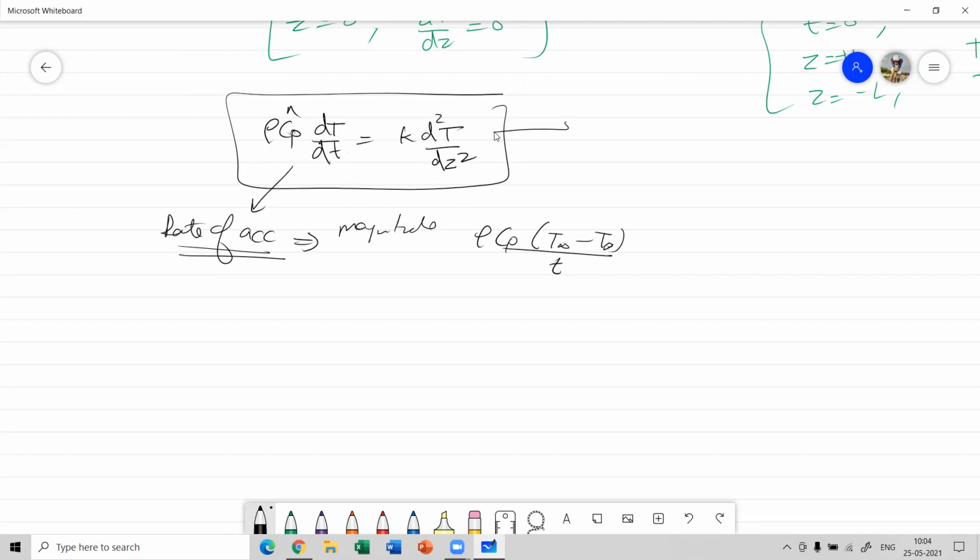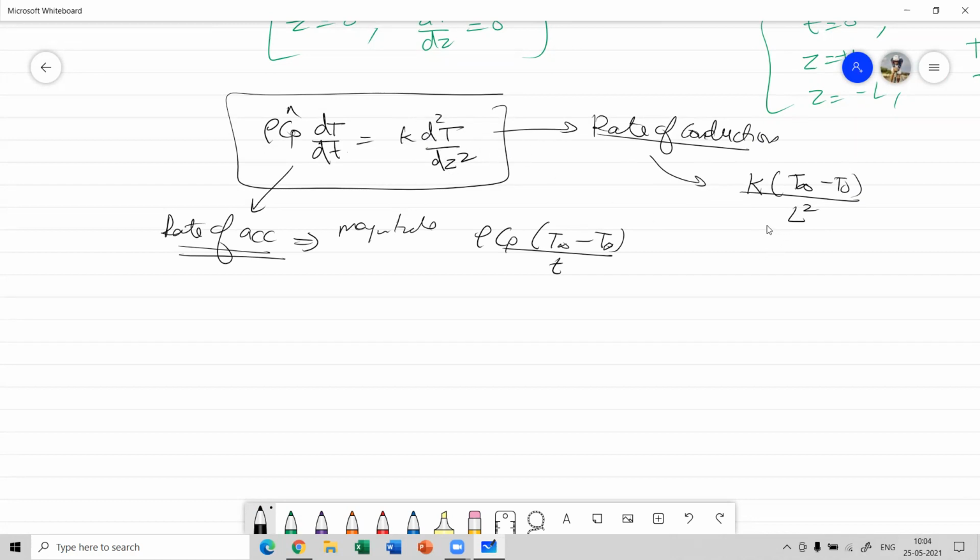And if you look at this term, this is basically the rate of conduction term. If you look at the magnitude of this, it will be K times T infinity minus T naught by L square. The magnitude is this because K d square T is obviously a double derivative of the temperature, so it's T infinity minus T naught, and dz represents the thickness, L square.